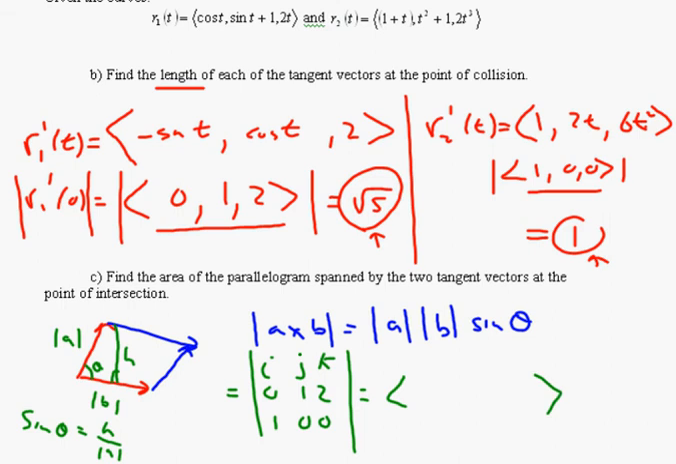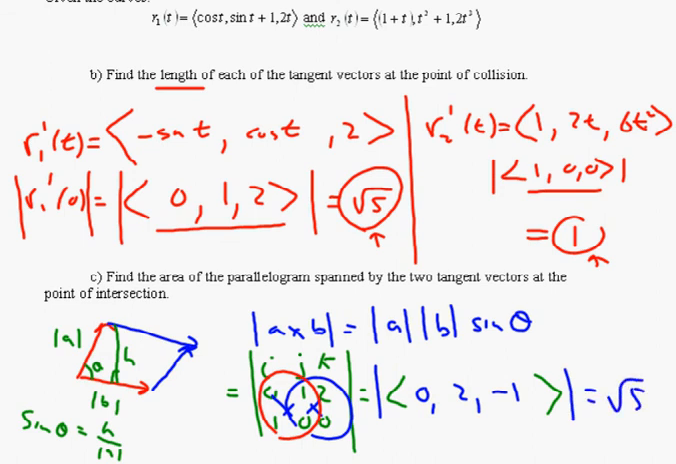So here's the first minor right there. It's going to be 0 minus 0. The next minor is going to be 0 minus 2, but then I negate that, so it becomes positive 2. And then the last minor is this one here, so that's going to be 0 minus 1, which is negative 1. Well, the norm of that is square root 5.